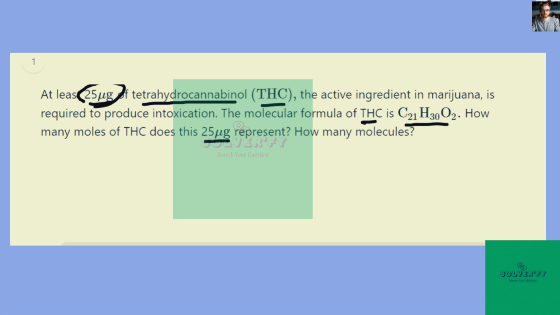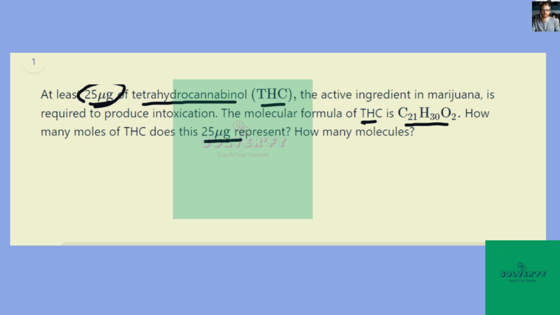In the first part of the question, we have to find out how many moles of THC this 25 microgram represents, and then how many molecules of THC it represents. So what we have to do first, since we have to find the number of moles of this mass of THC, is find the molar mass of THC. The molar mass is the mass contained in 1 mole.